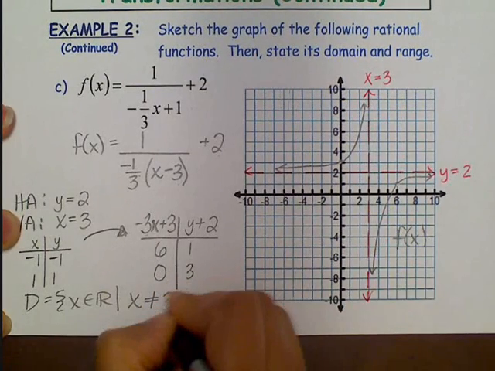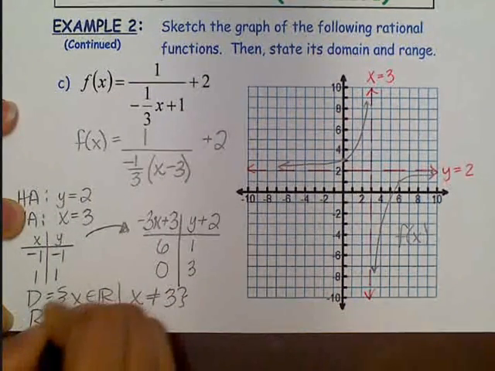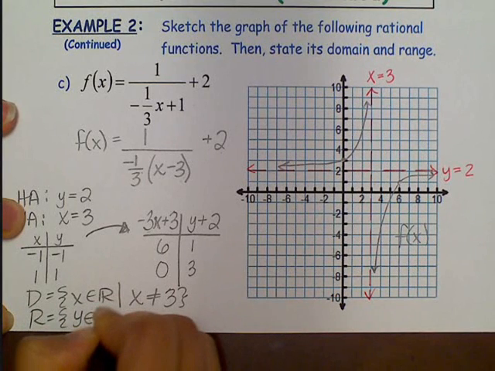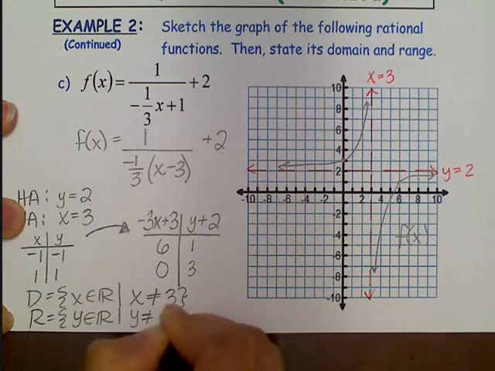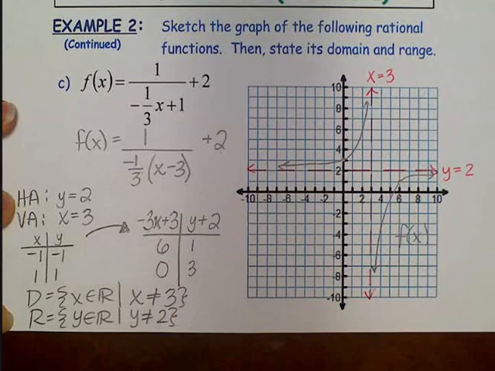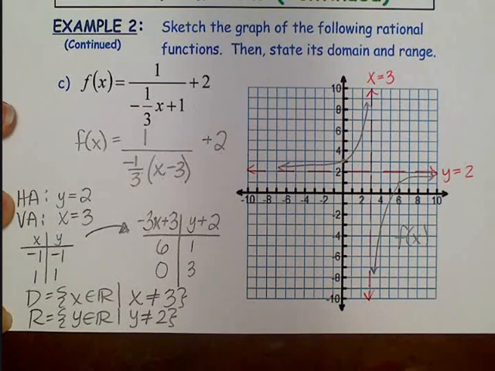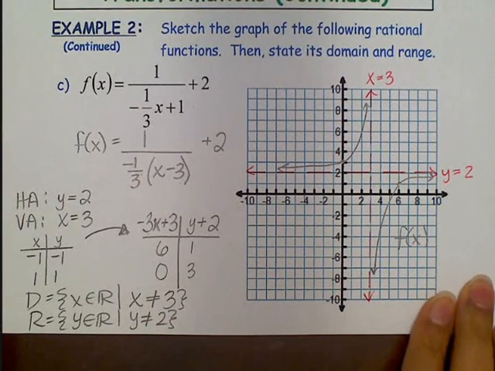So x can be all real numbers except where our asymptote is, so x cannot equal 3. And then a similar idea for the range: y can be all real numbers except where the horizontal asymptote is, and in this case it's at 2.